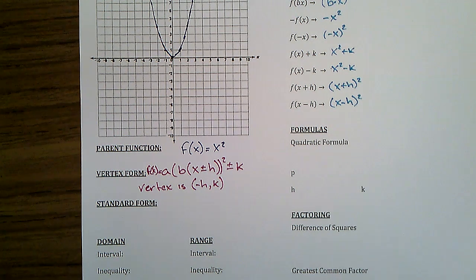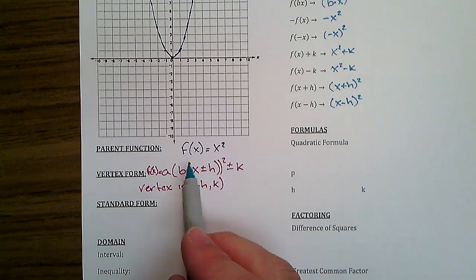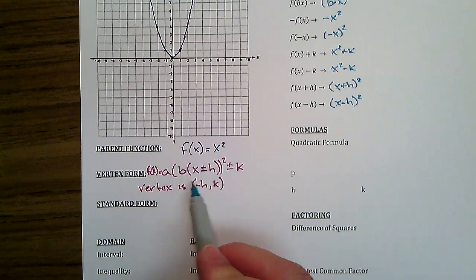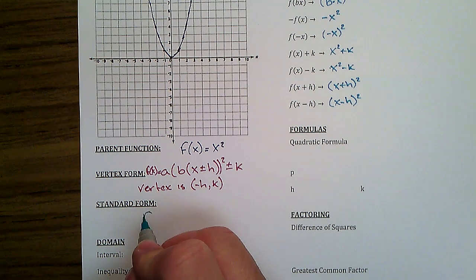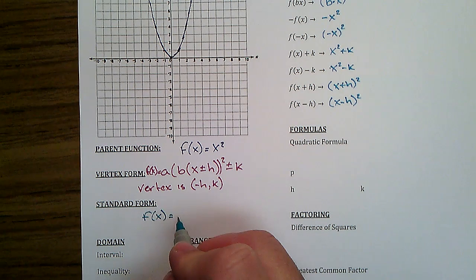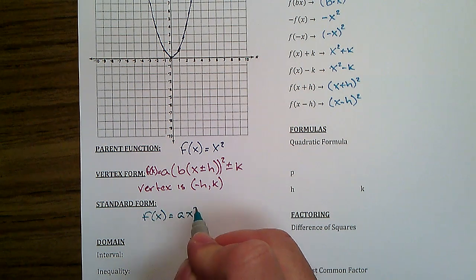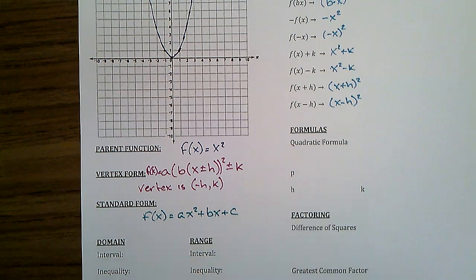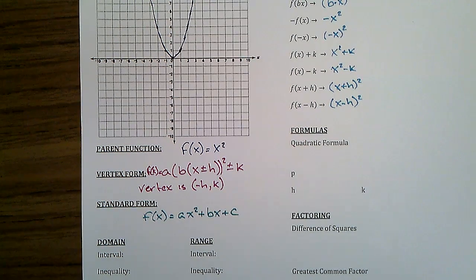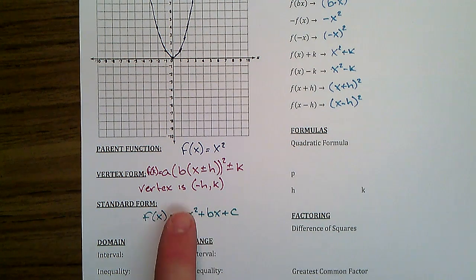The standard form is if we expand this squared operation and then simplify. And so this is going to be f of x equals a x squared plus bx plus c. And we'll get into that one later as we go through the unit. And this one gives us other information and allows us to solve for the vertex if we need it that way. As we go forward, you'll see this one more and more frequently than you will the vertex form, but we're going to start out with the vertex form first.